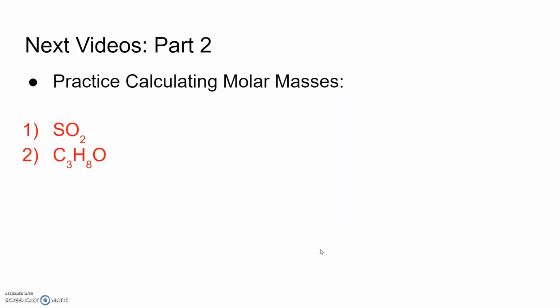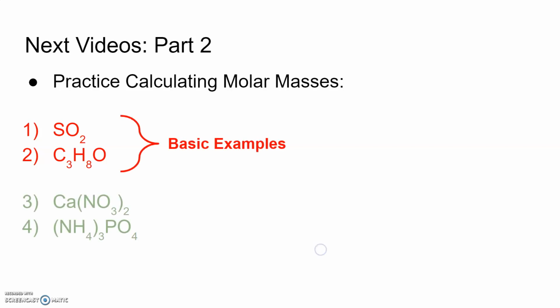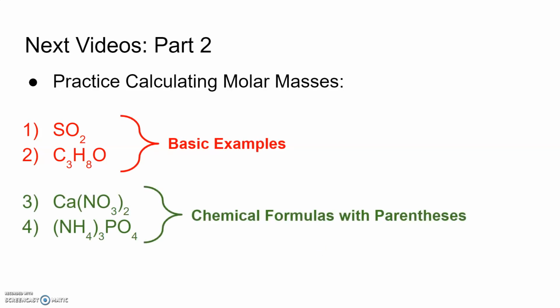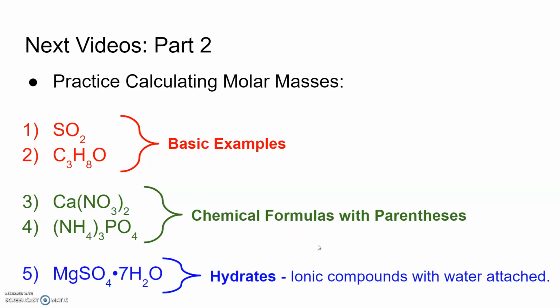So in the next video, part 2, you're going to practice calculating molar masses. You're going to start with a couple of basic examples. Then you're going to see some examples where there are parentheses in the chemical formula, and you're going to learn how to deal with those. And then finally, you'll look at an example of a hydrate. Hydrates are ionic compounds that have waters attached to them. This hydrate here, for example, is Epsom salt. Epsom salt is magnesium sulfate with 7 waters attached to it.